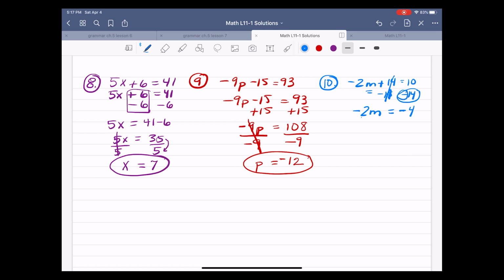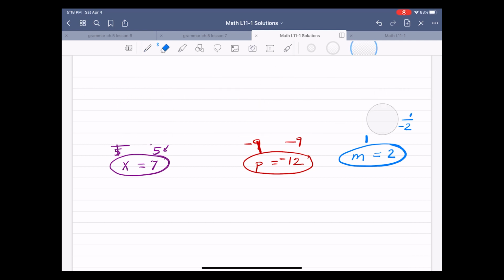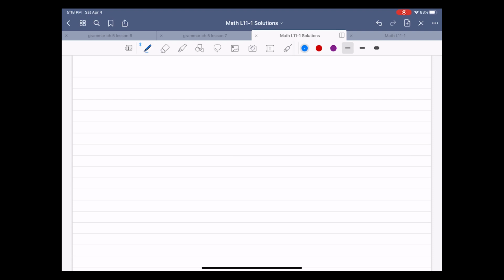Now I have negative 2m equals negative 4. This is being multiplied by negative 2, so now I'm going to divide by negative 2. If I divide the left, I have to divide the right. Negative 2 divided by negative 2 is 1. 1 times m is m. m equals negative 4 divided by negative 2, which is 2. And I just checked to make sure I was on the right track. All right. Let's erase that, and we will go on to number 11.